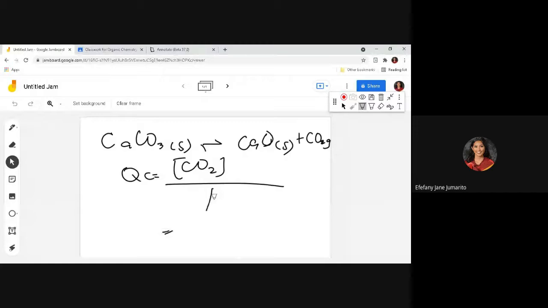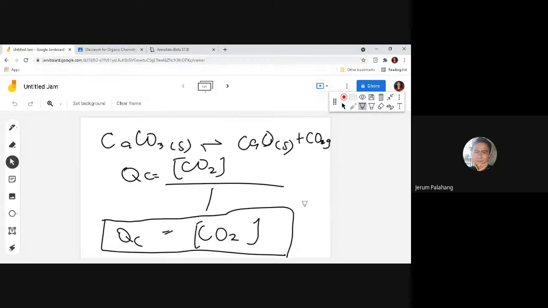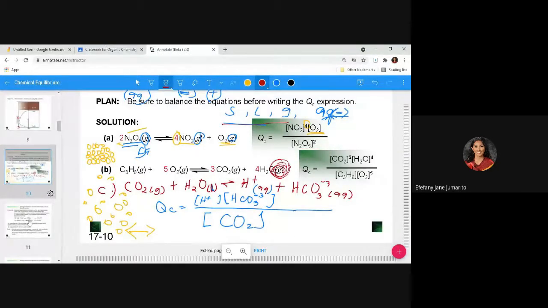Is that correct? Yes, ma'am. Okay, it's correct. But let's look at it again. We have CO2. The same? Yes, ma'am, same. All right. So good. Now let's go.